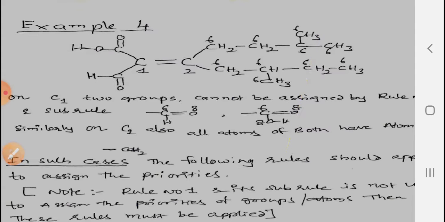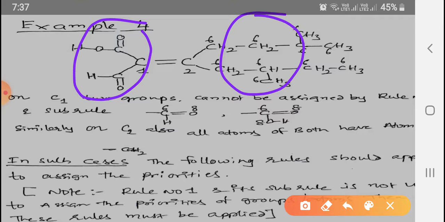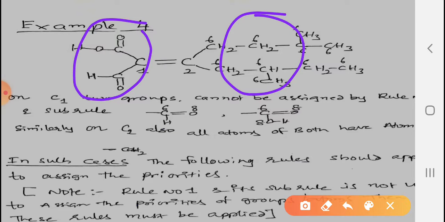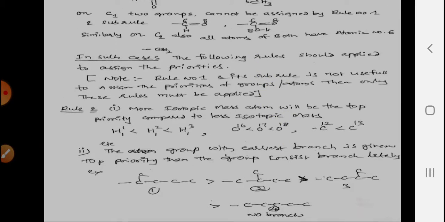Hence, in this case, the above rule number 1 and subrules are not valid to assign the priority. And in such cases, we have to follow some other rules. When the above rule 1 and rule 2 are exhausted, that means they are not useful to assign the priorities, then only we have to consider the rules which I am going to explain. The rules are very important here.